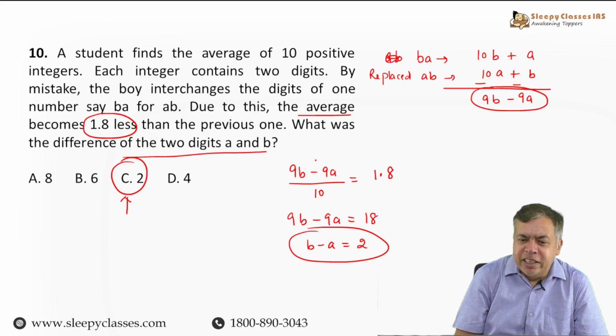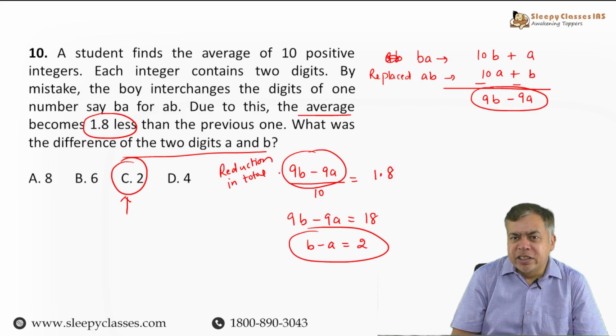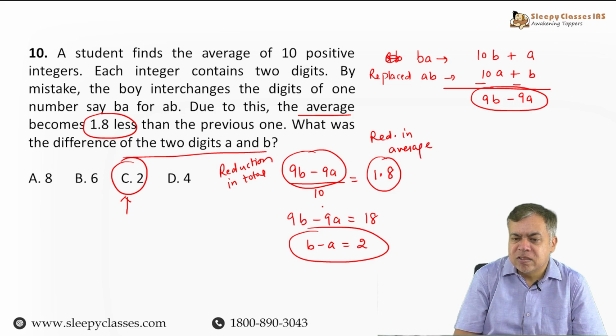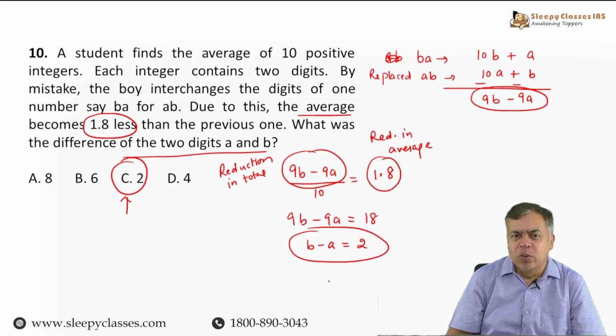This is the reduction in the total, right? Reduction in the total. So when the reduction in total is divided by 10, this will be the reduction in average. Right? So hence B minus A would be 2.